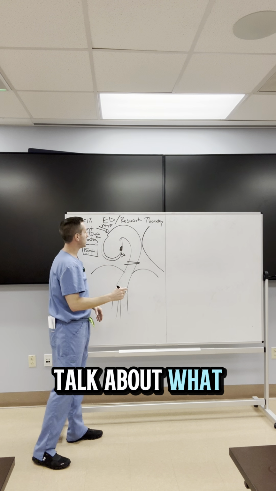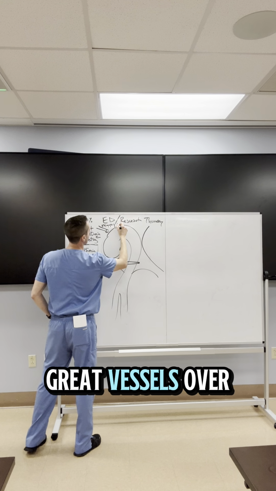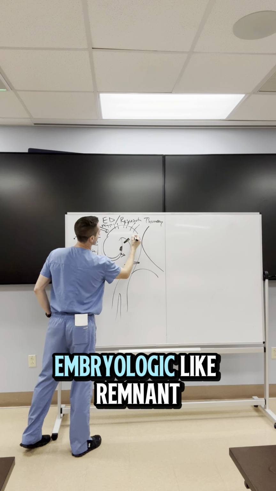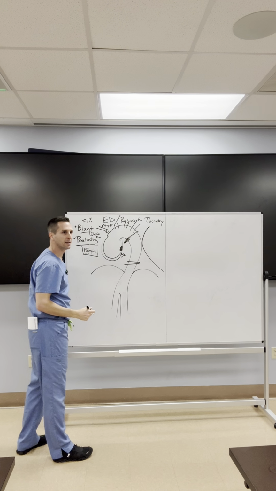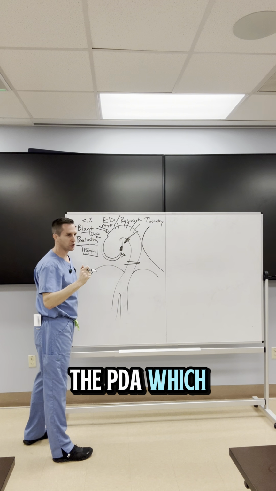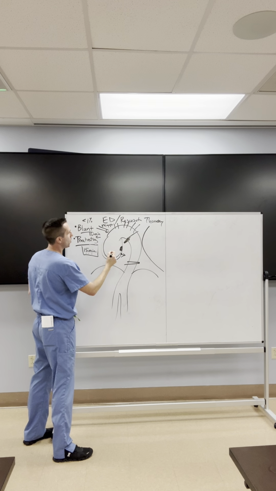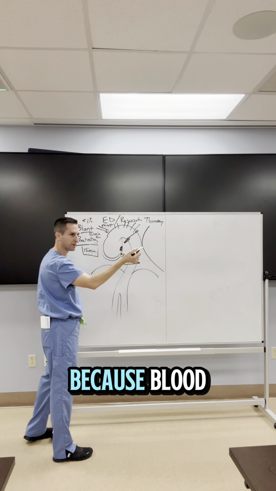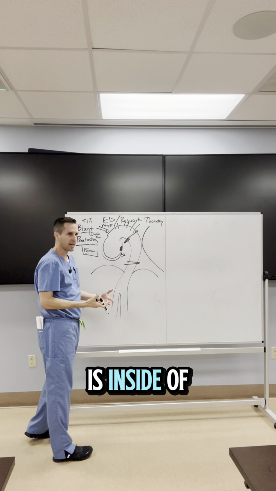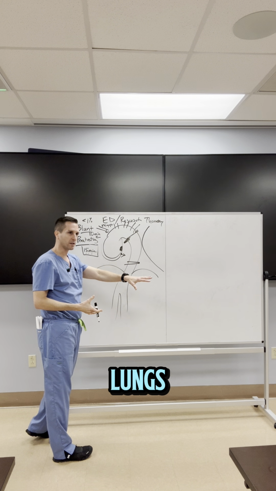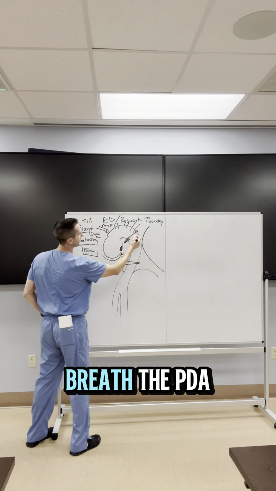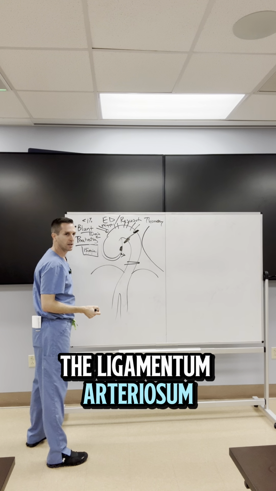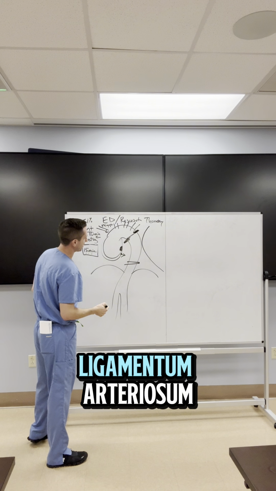And so let's talk about what you said. So there's the great vessels over here, okay? What is this thing that's an embryologic remnant over here? So it's from the PDA, which is the patent ductus arteriosus, which is a shunt from the pulmonary artery, because blood, while the baby is inside of the mother, doesn't go to the lungs. It gets shunted. And the second we take our breath, the PDA closes, but it leaves something there, which is what? The ligamentum arteriosum. Yeah, it leaves around what's called the ligamentum arteriosum.